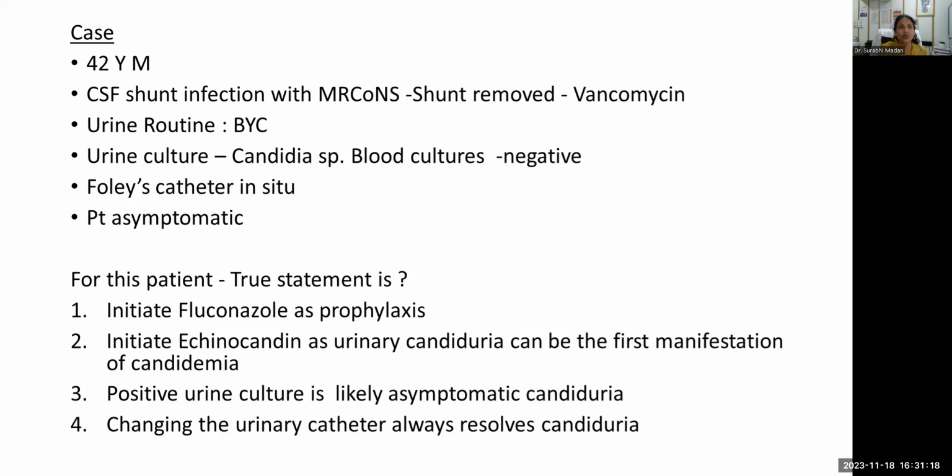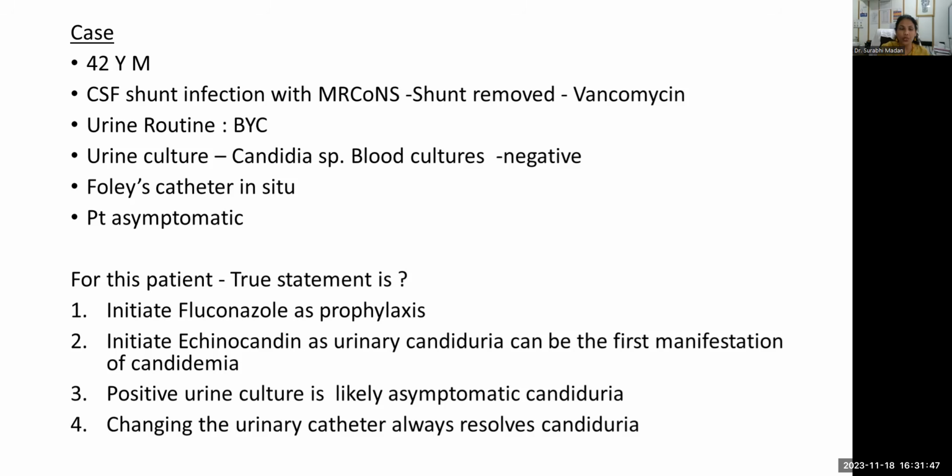Now, this is a 42-year-old male patient who has a CSF shunt infection with MR CoNS. The shunt has been removed. This patient is being treated with vancomycin as per the sensitivity and is improving. Now, the urine routine was sent, which showed budding yeast cells, and the urine culture again grew Candida. Blood cultures are negative. Now, this patient has a Foley's catheter in situ. However, he is asymptomatic from the UTI point of view. Now, for this patient, what do we think?